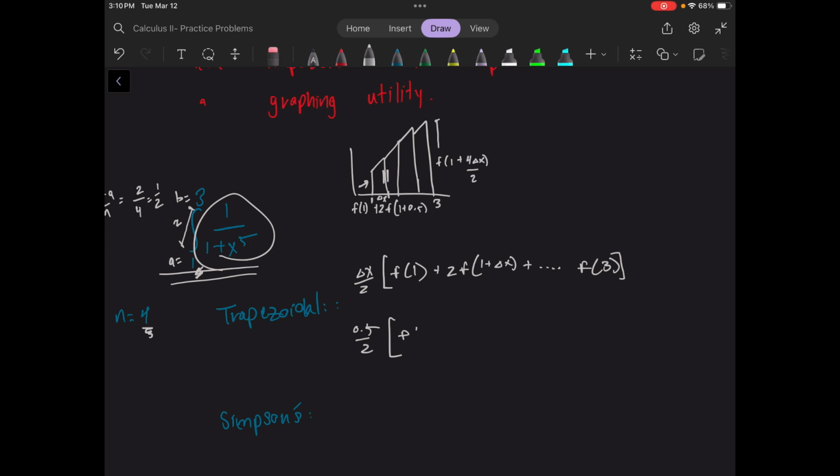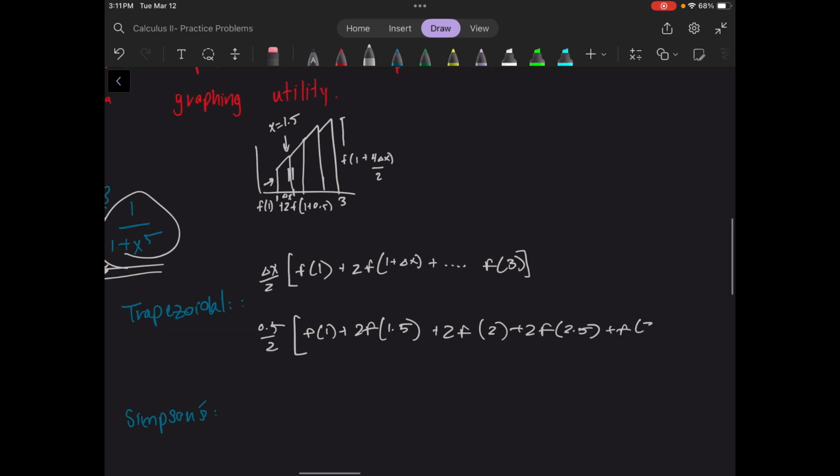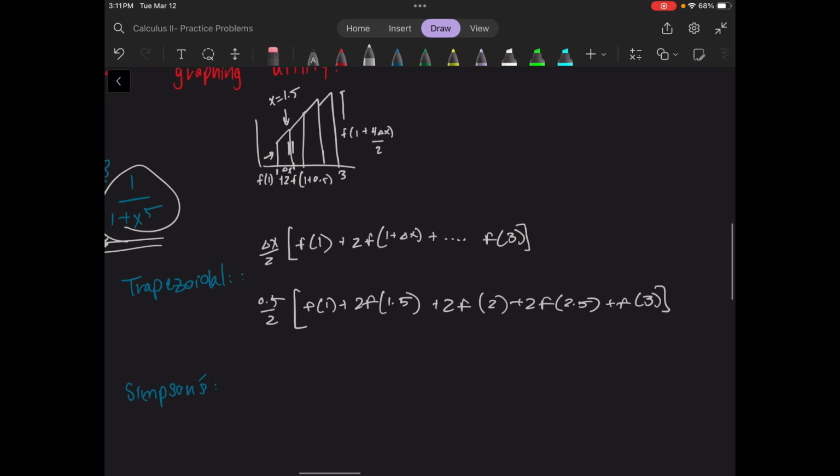But let's see, we'll have f of 1. We'll have 2 f's of 1.25. Again, that's the x value right here. We'll have 2 f's evaluated at 1.5. Wait, no, not 0.25. Delta x is 0.5. So it's going to be 1.5. This is x equals 1.5. And we have 2 of the function evaluated at 2, 2 of the function evaluated at 2.5, and finally 1 of the function evaluated at 3. This is the trapezoidal rule.